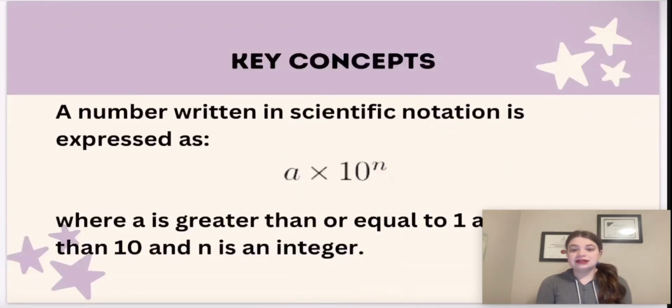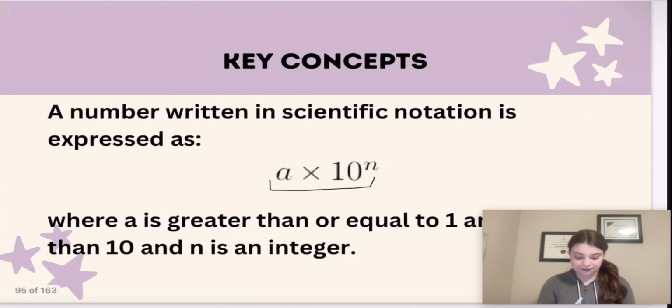A number written in scientific notation is expressed as a times 10 to the power n, where a is greater than or equal to 1 and strictly less than 10. And n, which is our power of 10, must be an integer. And so all numbers can be expressed in this way. There's only certain numbers, specifically very big numbers and very small numbers, where we might actually want to write it in this way in general. But technically, any number can be expressed in this way.